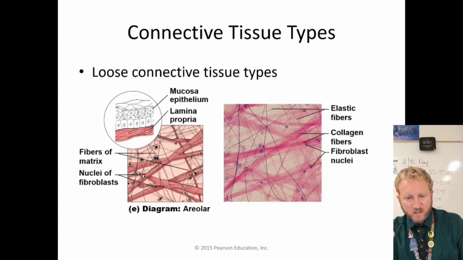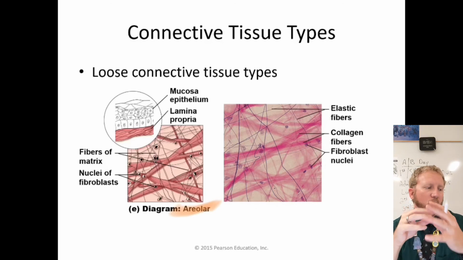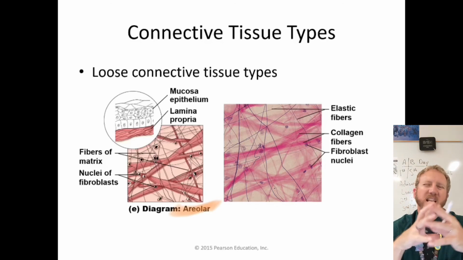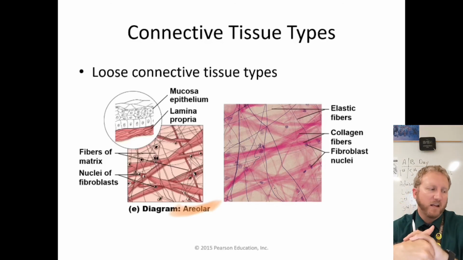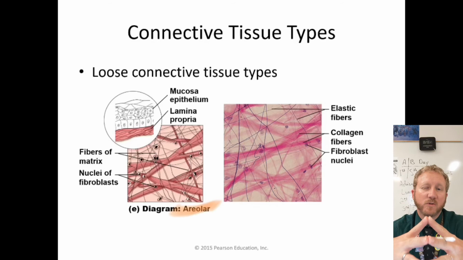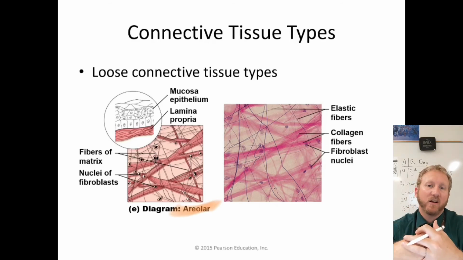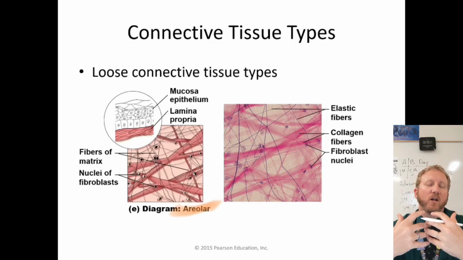So the first loose connective tissue type that we're going to talk about is areolar connective tissue. Now, this is the most widely distributed connective tissue, and it basically forms almost like cobwebs that are wrapping around everything. The areolar connective tissue is going to be the tissue that holds all of your organs together and anchors them to the body cavity or wall, whatever cavity wall that they're in.